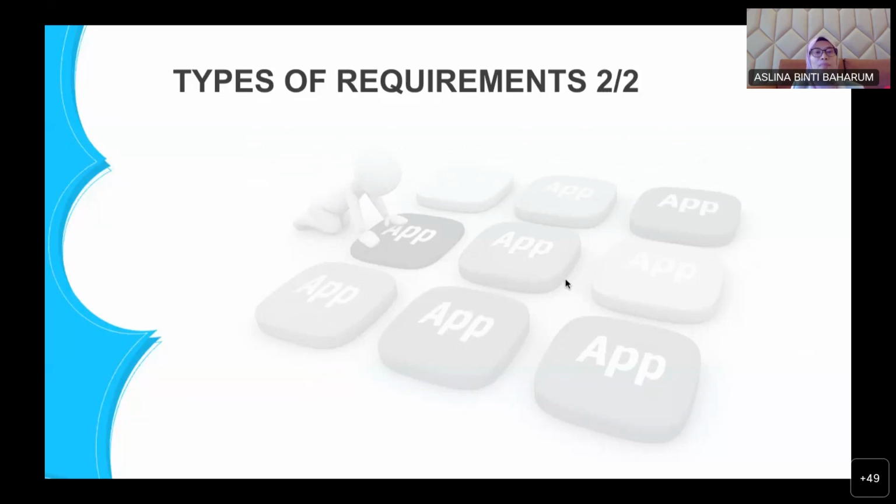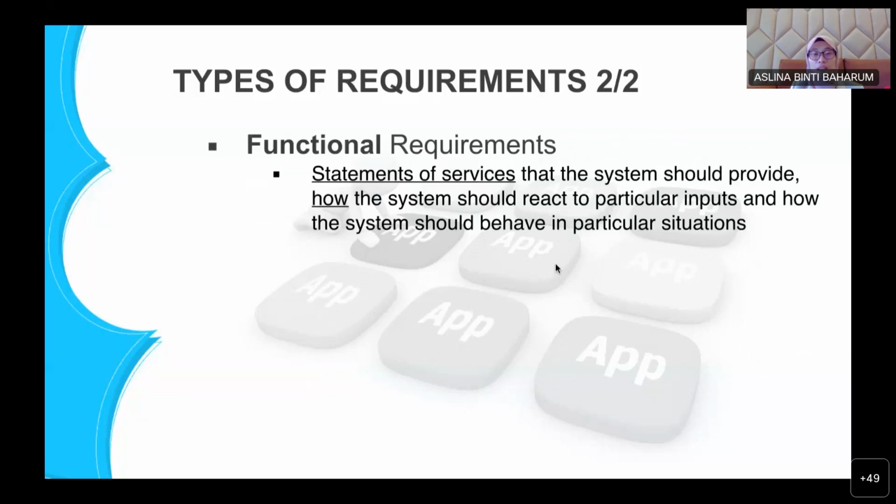Next we have the functional requirement. Again, if you can see the statement, the language is the same, requirement. It is a statement of the service that the system should provide, how the system should react to particular input, and how the system should behave in a particular situation. For ease, it is the service: the features and functions of the product.